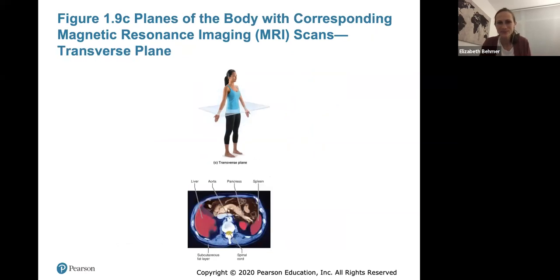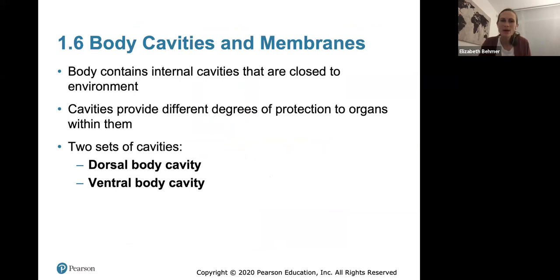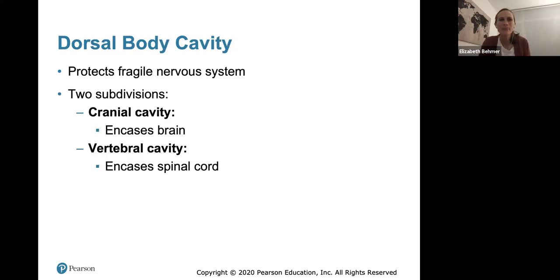All right, body cavities and membranes. So as you know from anatomy, your organs aren't just hanging out all willy-nilly, kind of floating by each other. They're all contained in a cavity, and your body contains several cavities that are closed to the environment. And these cavities provide a degree of protection to the organs within them. We kind of divide them into two sets, the dorsal and the ventral, the back and front. The dorsal body cavity protects the nervous system.